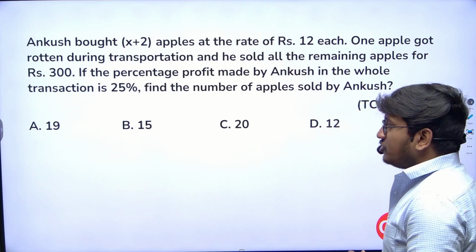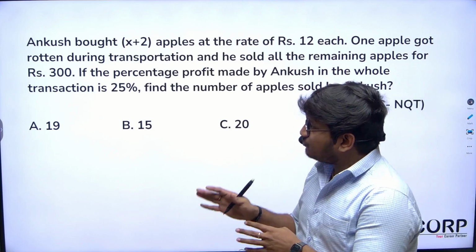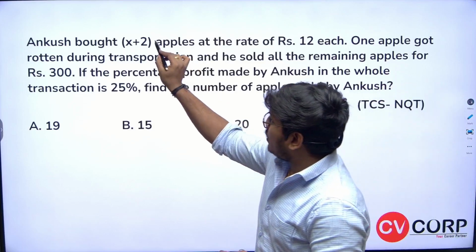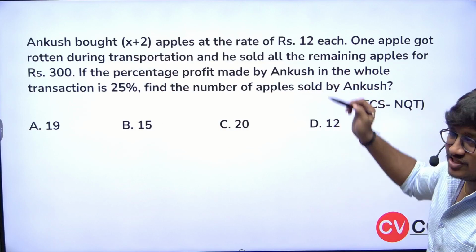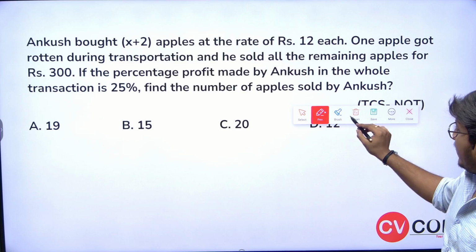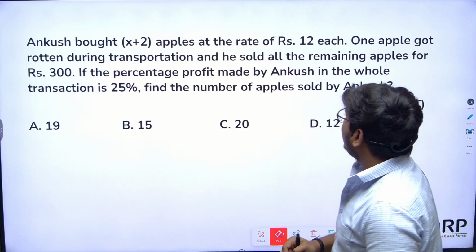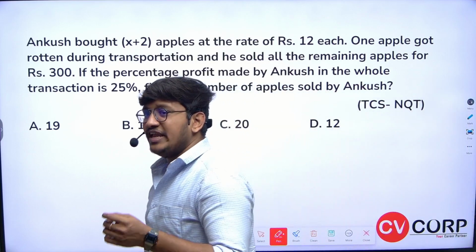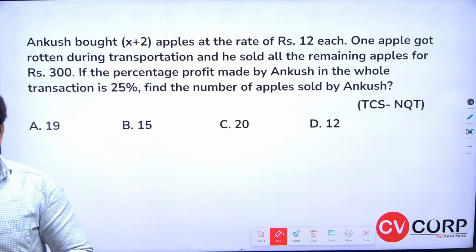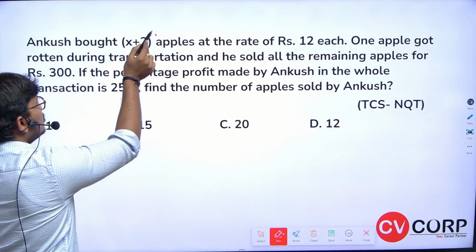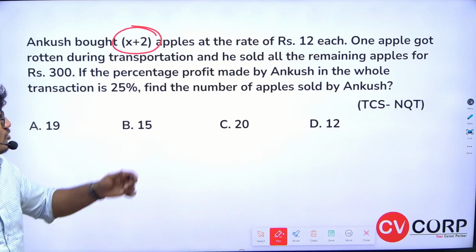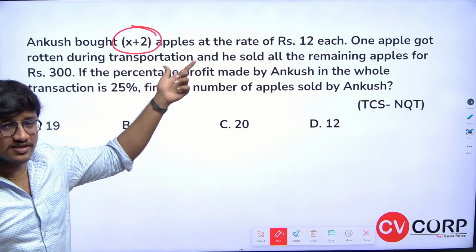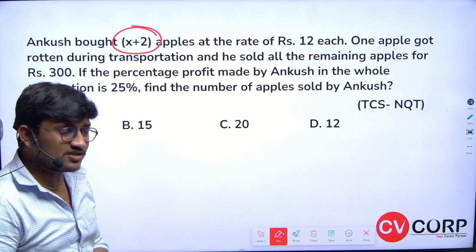Okay, here if you observe, Ankush bought X plus 2 apples at the rate of 12 rupees each. Means each apple costs 12 rupees. And how many apples did Ankush buy? X plus 2. We don't know the value of X, so they have just given that he bought X plus 2 apples, and each apple costs 12 rupees.